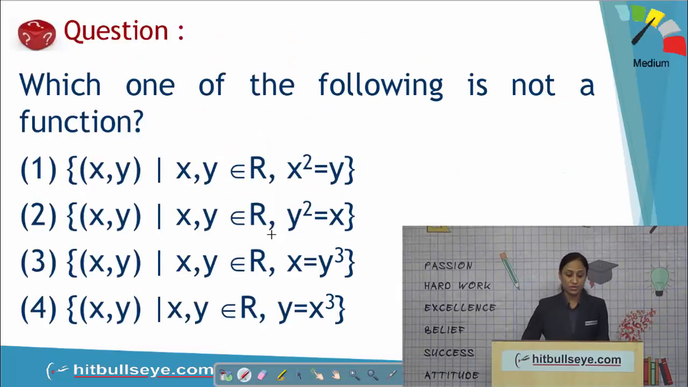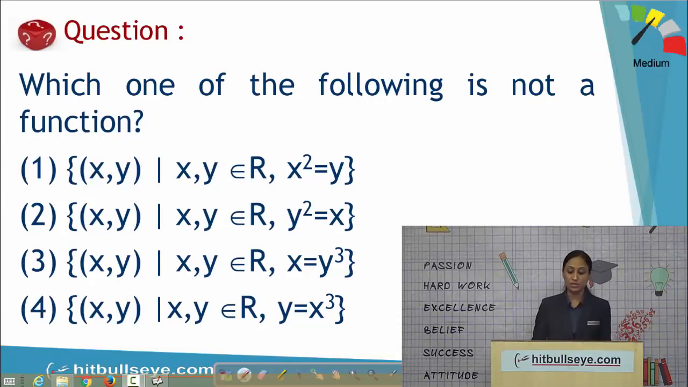Now let's take up this question. In this question we have to identify which option is not making a function. Now remember the definition of function. It says that for every x belonging to A, there has to be one and only one y belonging to B.